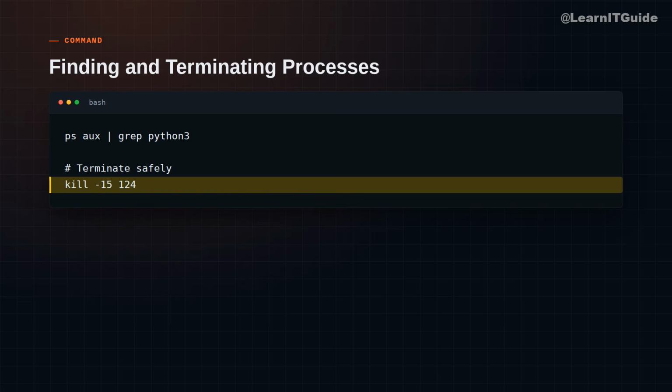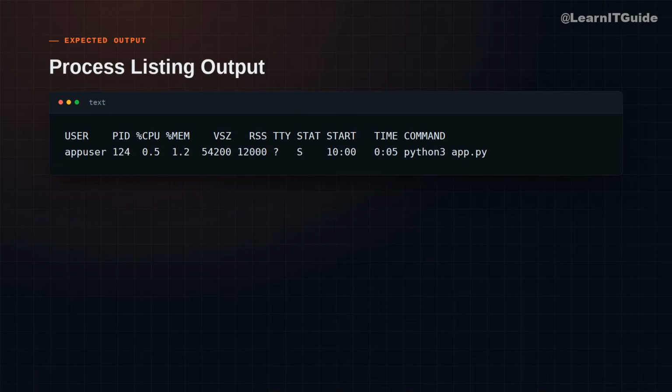Graceful shutdown allows your application to close database connections and finish ongoing requests. You see, the PID here is 124. Sending signal 15 tells the application it is time to exit.